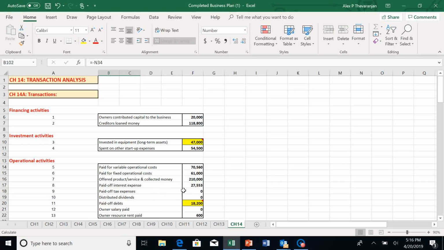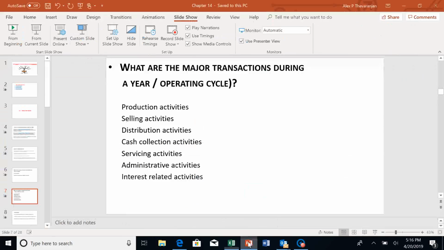Then you offer your products and services, you collect money, then you pay interest expense. Tax we didn't have to pay, but if you have to, you pay that. Then if you have extra money, you distribute dividends. Then you pay off debts. And if you still have money, you pay the owner salary and owner resource rent. So we come here, and now let's do an example.